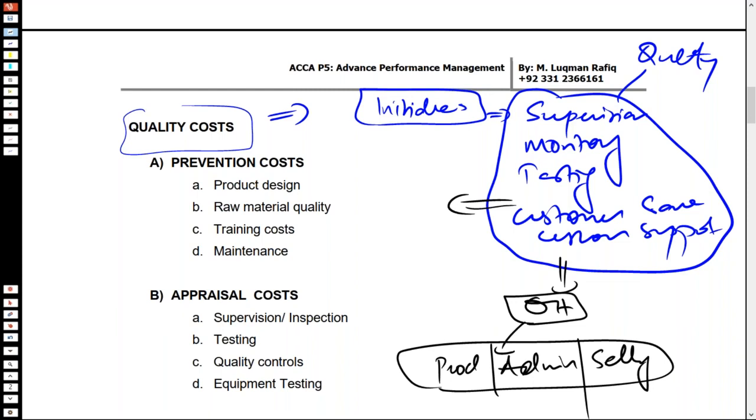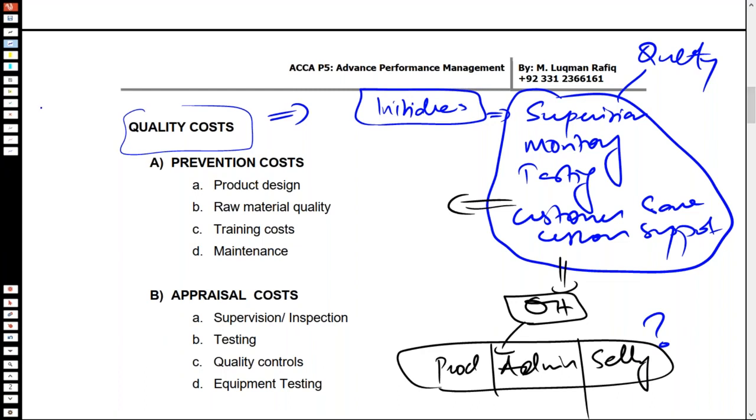Now, if they are ultimately classified into different heads, you would not know what the quality costs are that have been incurred. You would not know what costs have been incurred to protect or to improve the quality.